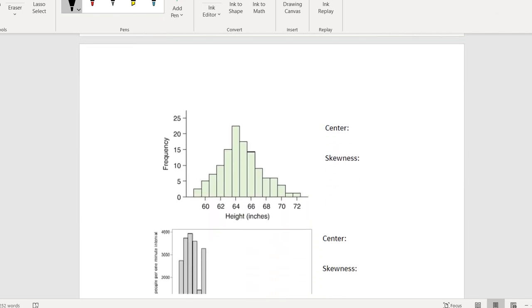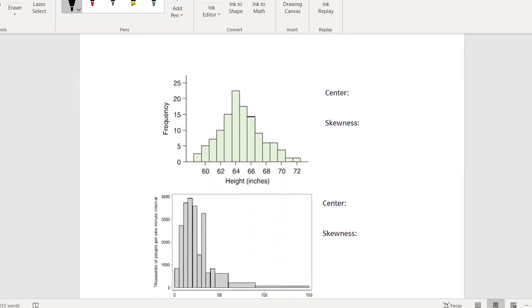Now, if we look at the following data, let's go ahead and identify where the center is and the skewedness. So the center is where we see a peak. So our center in this one would be 64. And if we want to talk about its skewness, well, this one looks like it's pretty well symmetric. So we'll say it's normal. So no skewness.